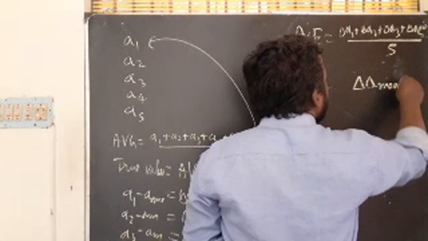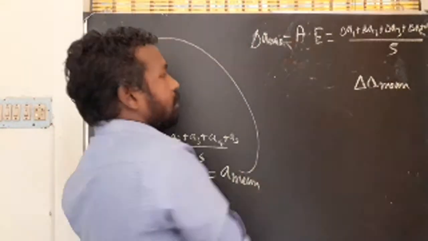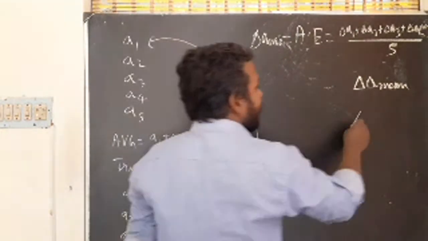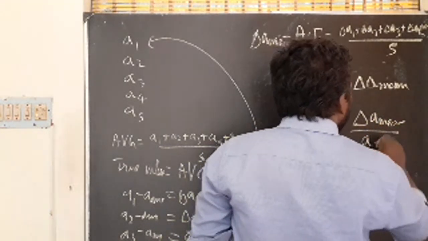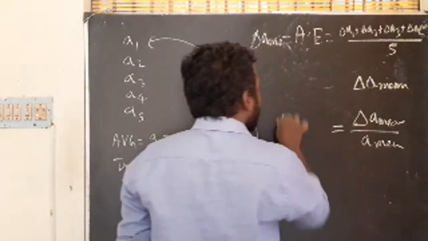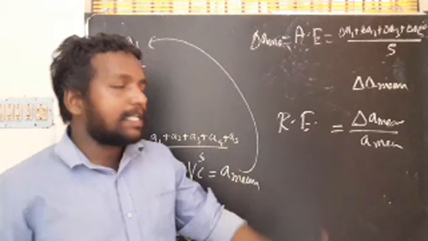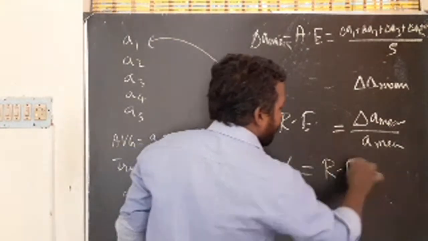Before we got A mean, now del A mean, the error average value. Now this is called absolute error. Absolute error divided by the true value, that is the mean value, gives us the relative error. Relative error into 100 will give us the percentage of the error. If you want the percentage of the error, it is the relative error into 100.